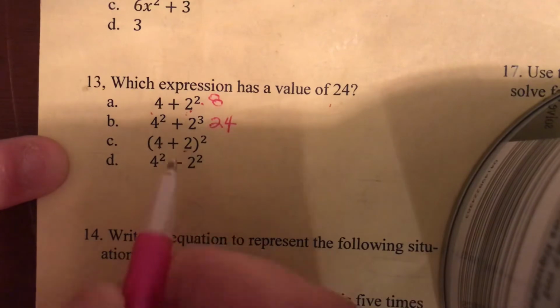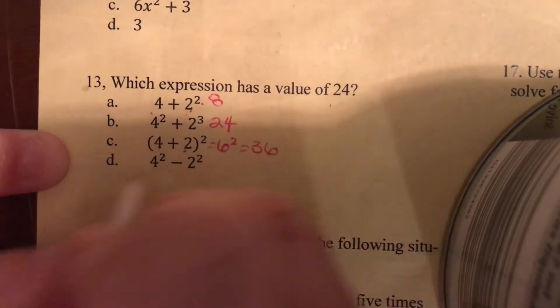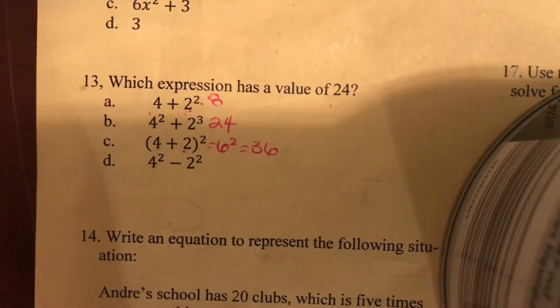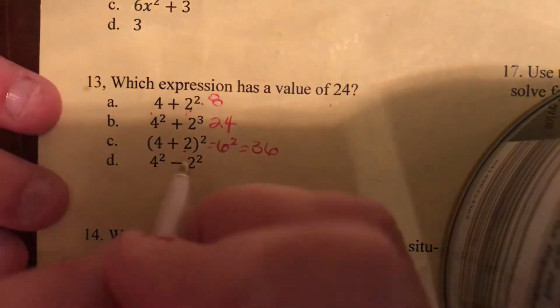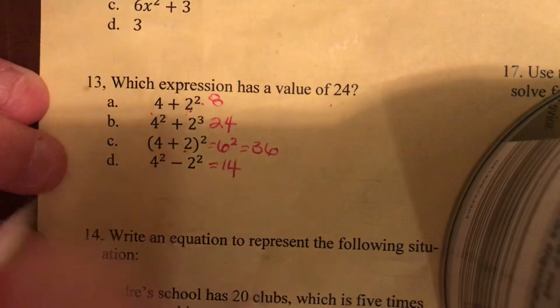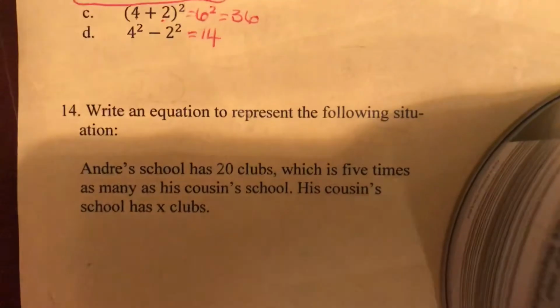This is 4 plus 2, which is 6. So that's also 6 squared, which equals 36. And then 4 squared minus 2 squared, that would be 4 times 4, which is 16, and 2 times 2, which is 4. We subtract that, and we get 14. So our answer, which one has a value of 24, is B.